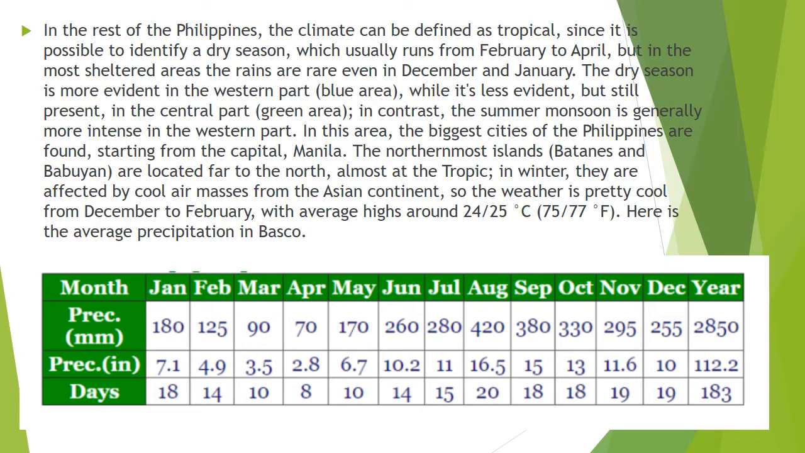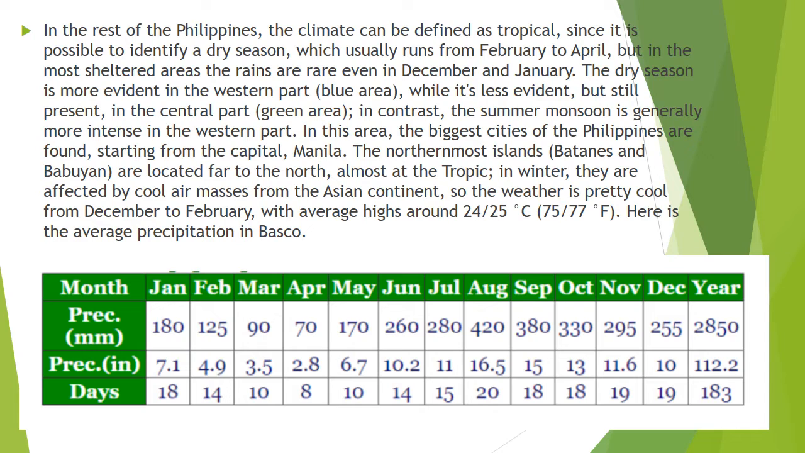In contrast, the summer monsoon is generally more intense in the western part. In this area, the biggest cities of the Philippines are found, starting from the capital, which is Manila, and the northernmost islands, Batanes and Babuyan, are located from the north and almost at the tropic in winter. They are affected by cool air masses from the Asian continent. So, the weather is pretty cool from December to February with average high around 24 or 25 degrees Celsius or 75 or 77 degrees Fahrenheit.